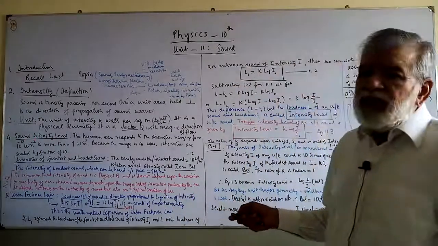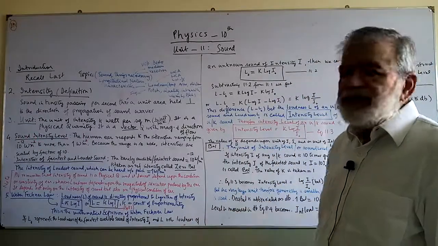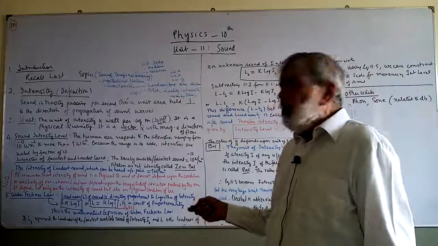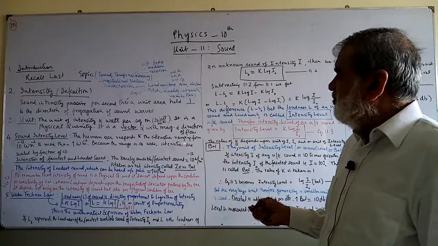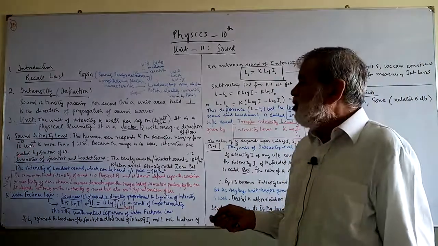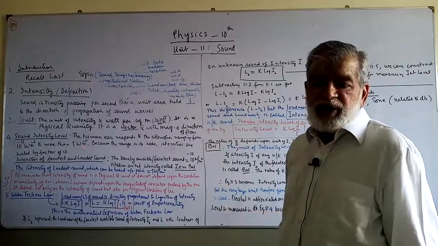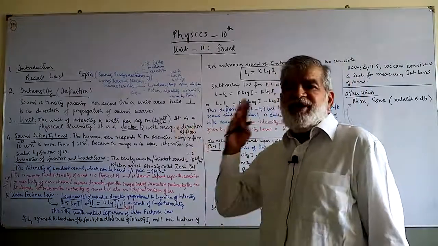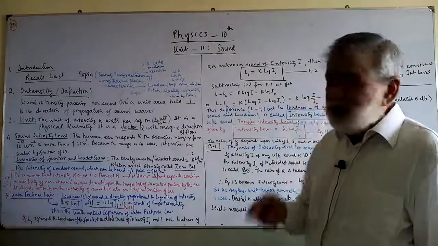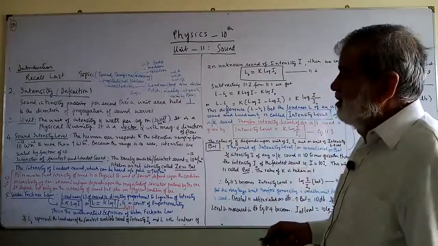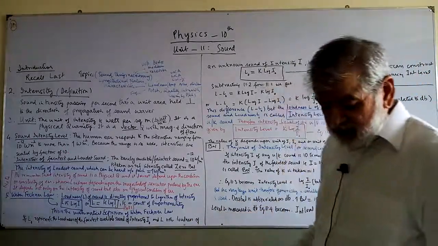Now, we cover another topic, which is sound intensity level. The human ear responds to intensities ranging from 10 raised to the power minus 12 watts per meter square to more than 1 watt per meter square. This is a very wide range in which sound intensity can be felt by the human ear. It's a marvelous thing that has been given to us by nature, and it has a very wide range of listening to sounds.